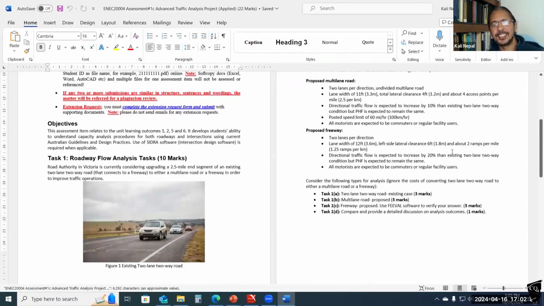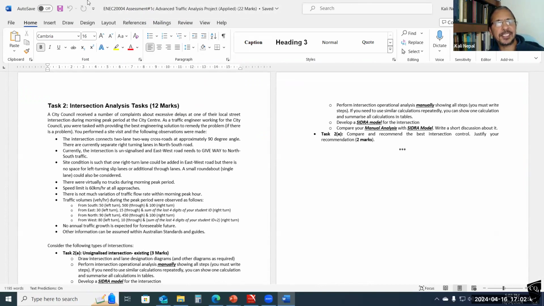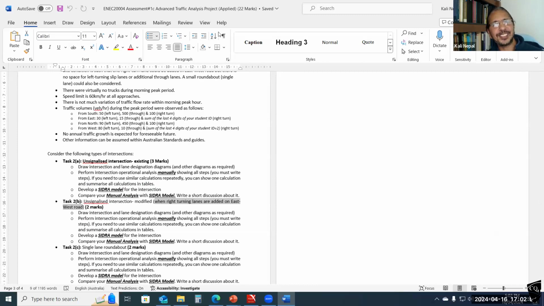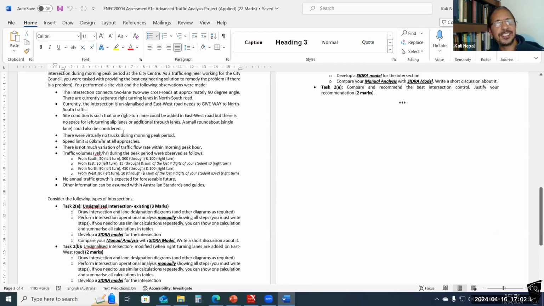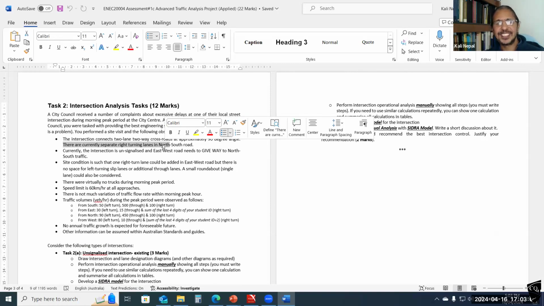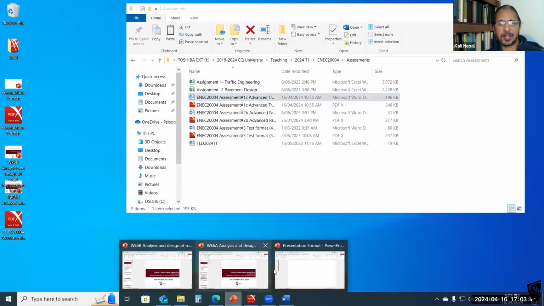So this is question number 2, the task 2, intersection analysis task, and the 2B. It was supposed to say when right turning lanes are added on the east-west road, but it said north-south, which was wrong because we already know the north-south road already has the right turn lanes there. That was an error. Can I use a little bit of time to explain what the options are?